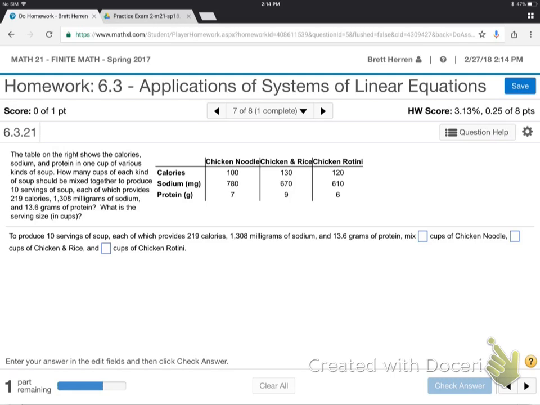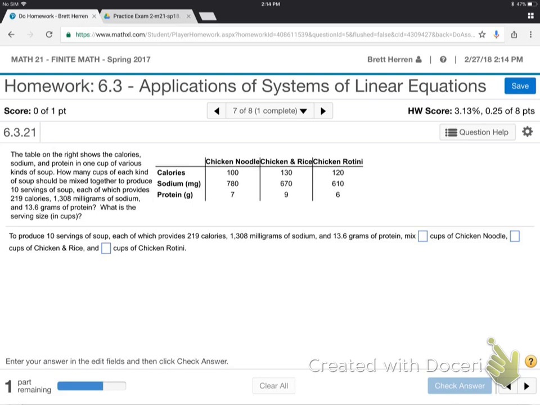The table on the right shows the calories, sodium, and protein in 1 cup of various kinds of soup. How many cups of each kind of soup should be mixed together to produce 10 servings of soup, each of which provides, what is the serving size?